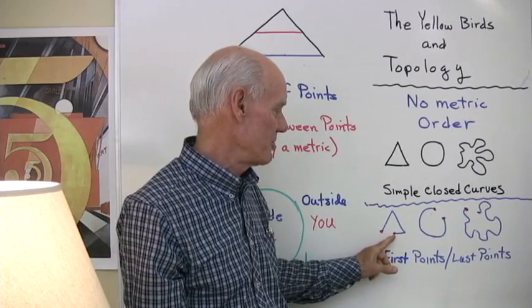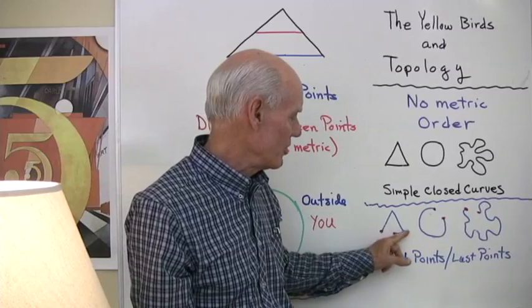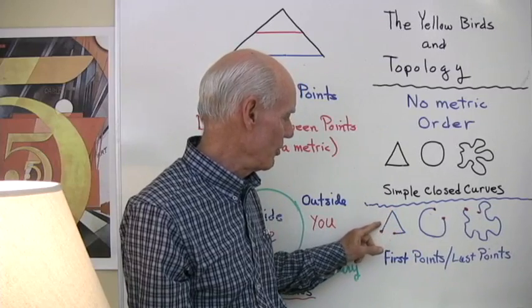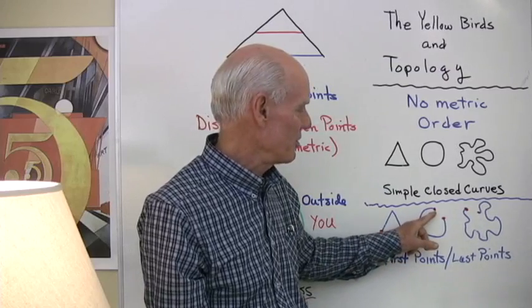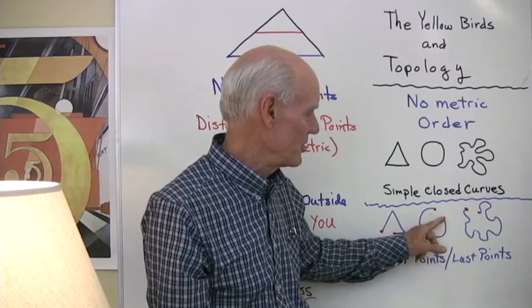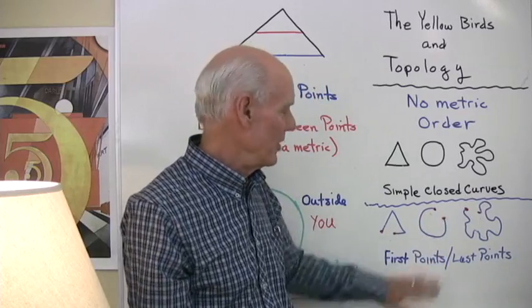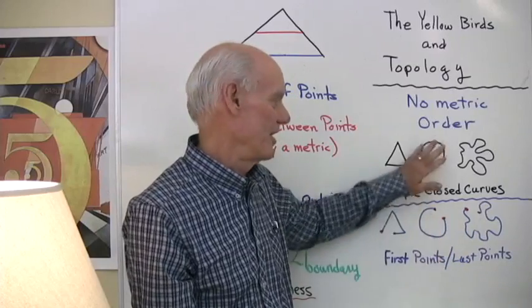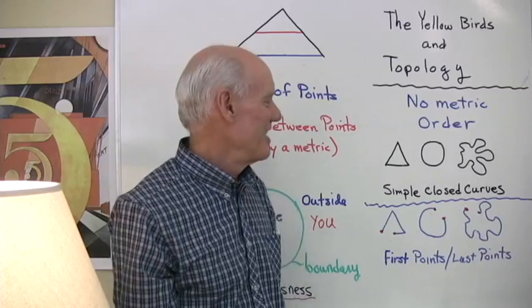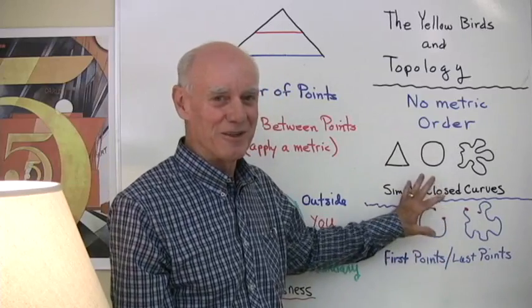But if this is the first point, then I can travel along this curve and look at all the points in the order that they appear until I get to the last point. Same thing with this curve, start here, go around all the points till you end up at the last point. But these curves here do not divide the space up into an inside and an outside like a simple closed curve does. So you might say, well, what has this got to do with me or real life?